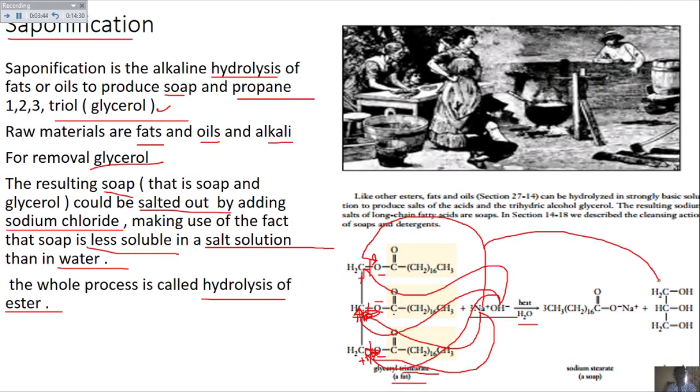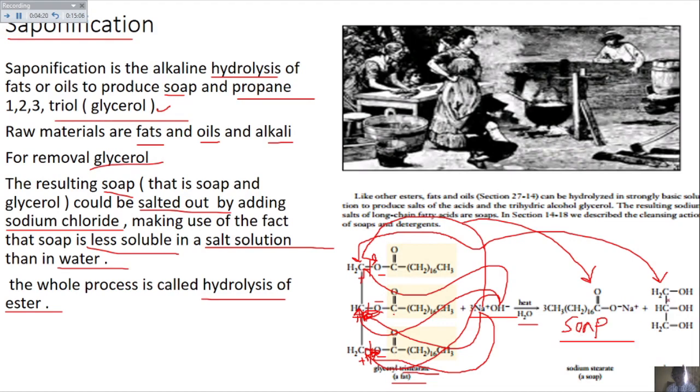Why the other one? This one is forming that. Why? This one is forming this. Actually, this is what we call soap. This is what we call soap. And this is what we call glycerol.